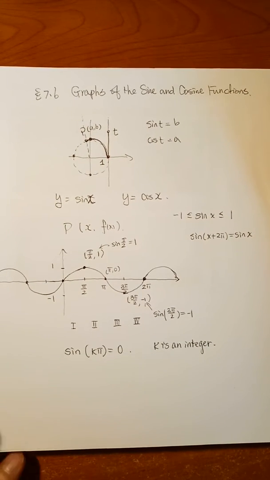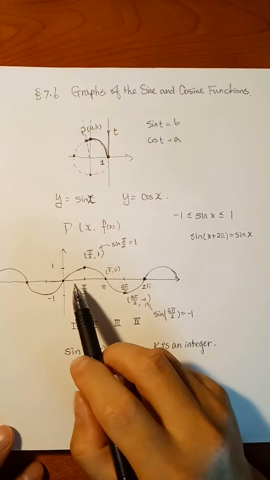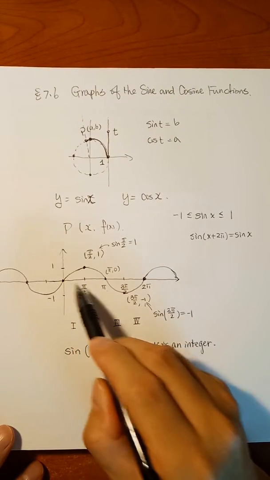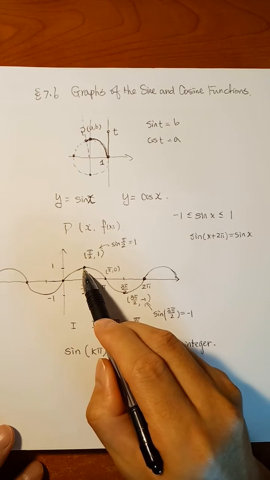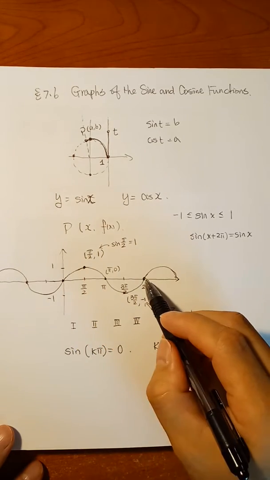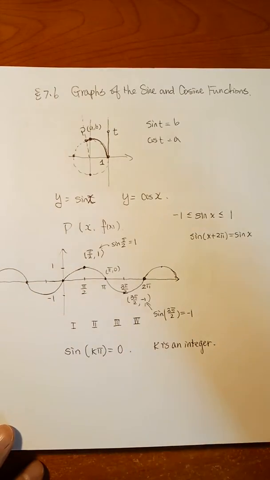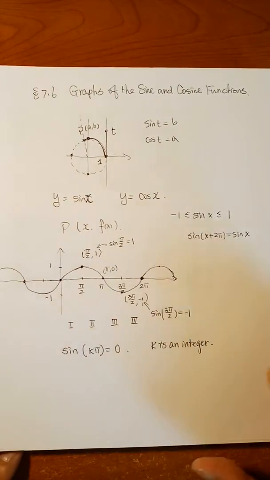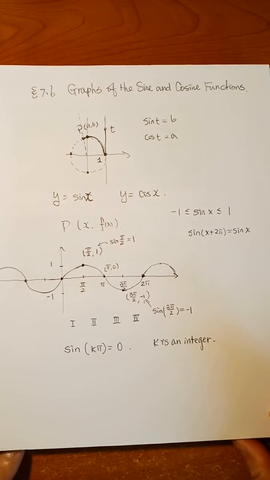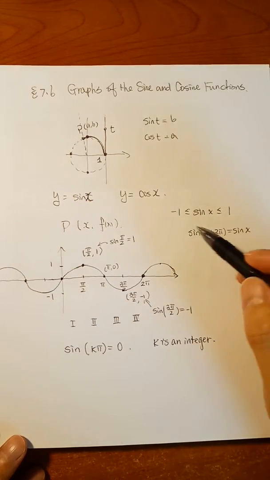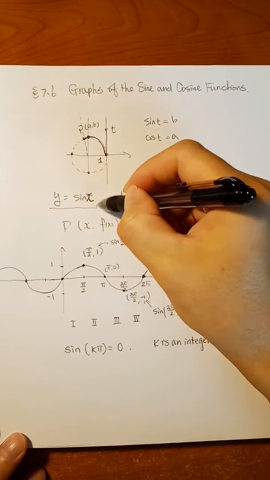Okay, and actually we can have more. You see here you have pi over 2, you get 1. So 2 pi plus pi over 2, you get 1. So if you want, you can collect more information, but so far this is enough for our next computation. Okay, so that's the simplest function, y equal to sine of x.